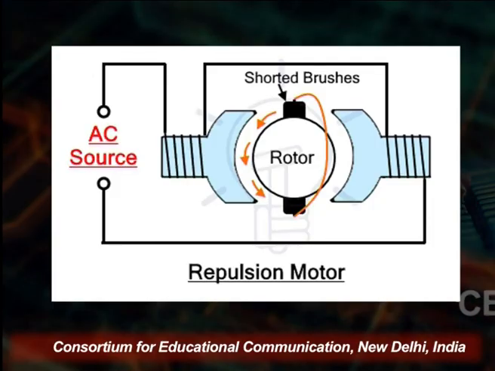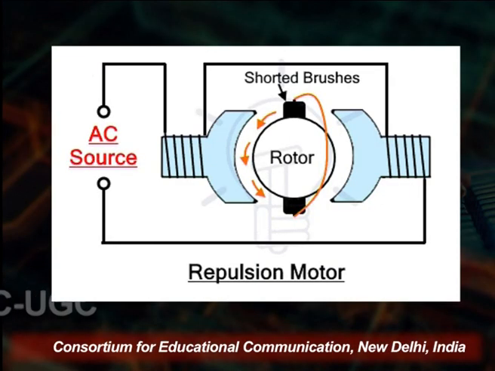The repulsion motor is an AC single-phase motor where the AC input is applied only to the field or stator winding. This winding is connected to the commutator, and there is no electrical connection between the field winding and the armature winding. Here you see there is an AC supply. This is a repulsion type of motor where you use shorted brushes. You see on the screen there is a brush, and on the rotor there is a coil connected with these shorted brushes.